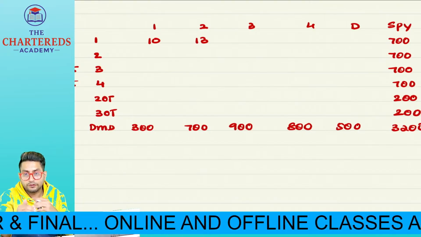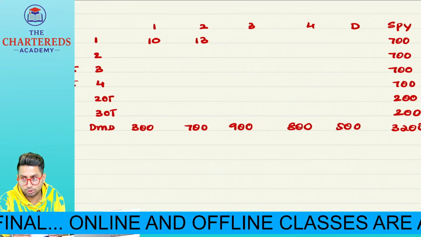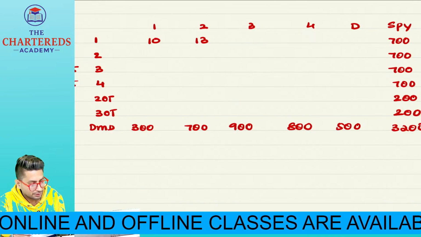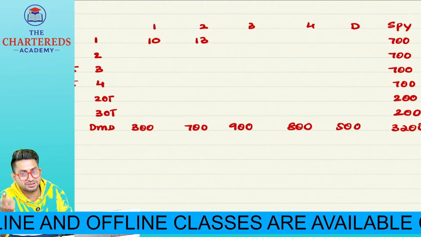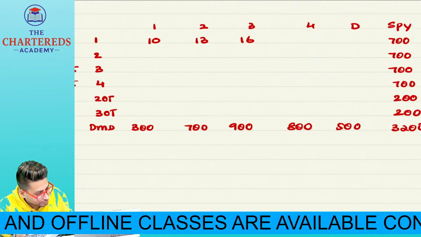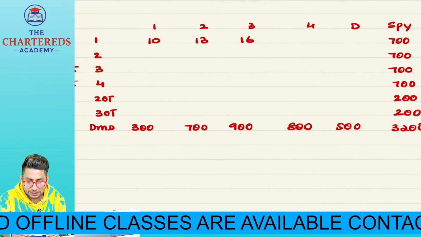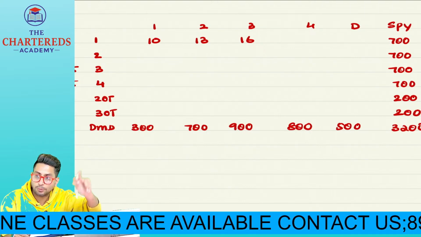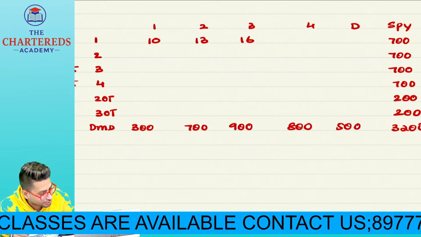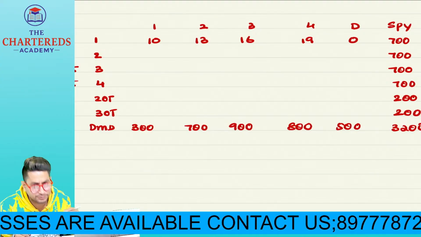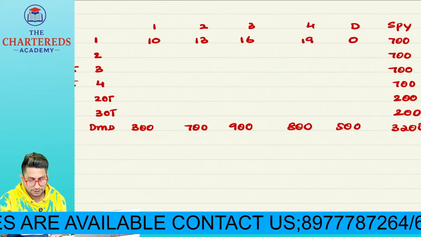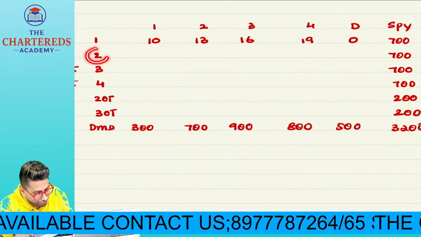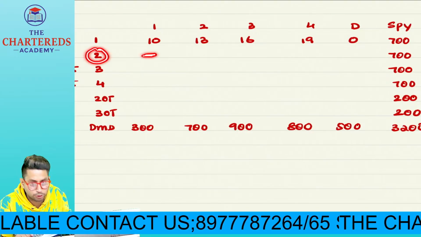Again, whatever I produce in week 2, do you think I will sell in week 2 only or will I carry it to week 3 also? Then here it will be 13 rupees plus 3 rupees. How much? 16. Third week's production, if I carry to the fourth week, then 16 rupees plus another 3 rupees. How much? 19. For the dummy, obviously it will be 0 only. Understood? Next. Here, second week's production, can I carry forward to the first week?